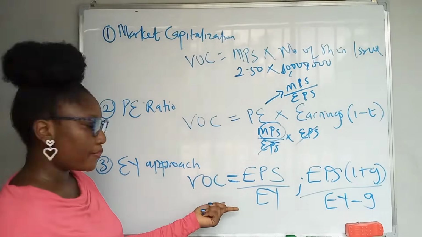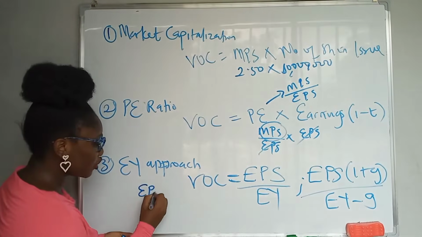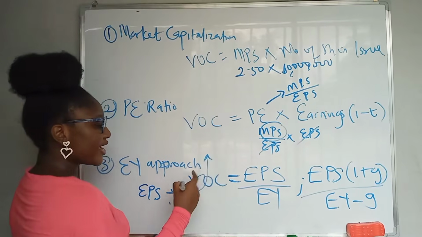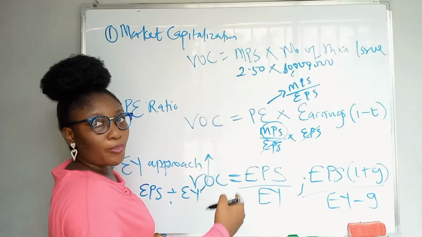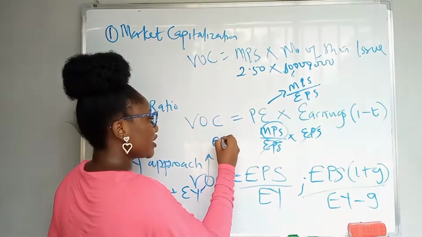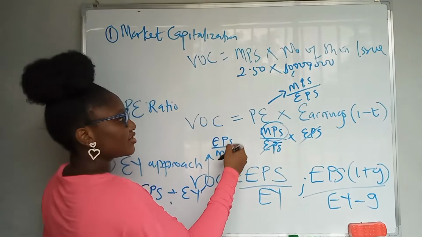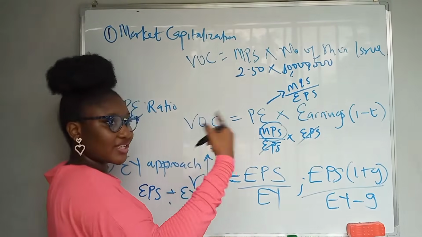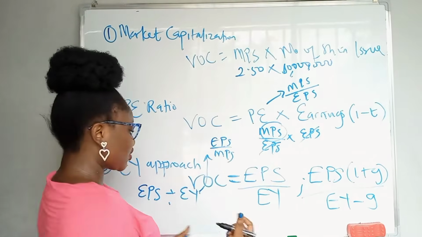Then your EY approach, earnings yield, is saying do your EPS divided by your earnings yield. And if you remember your accounting ratio, earnings yield means what? What are you yielding upon your shares in the market? That is your EPS over MPS, just like a reverse of this one. What is being earned on the shares that you are selling in the market? What is your business yielding? That's just what it means, okay?